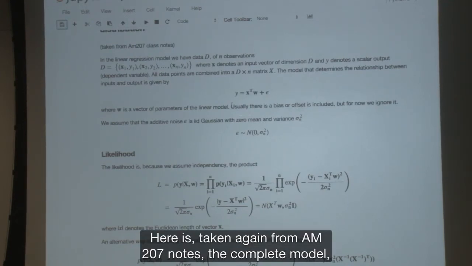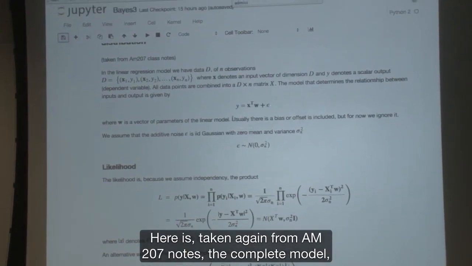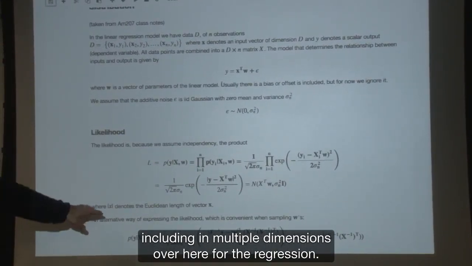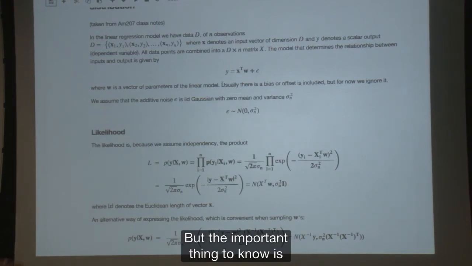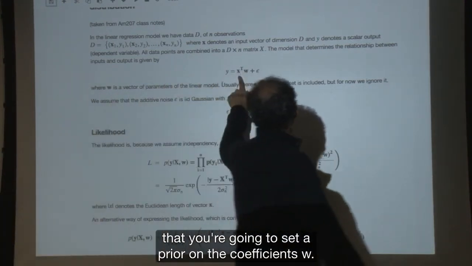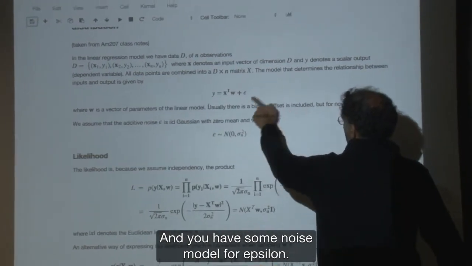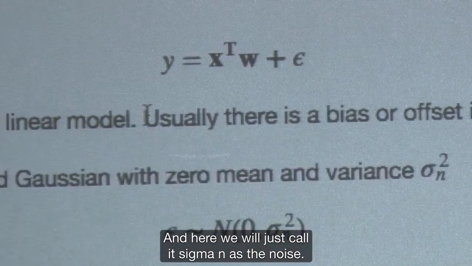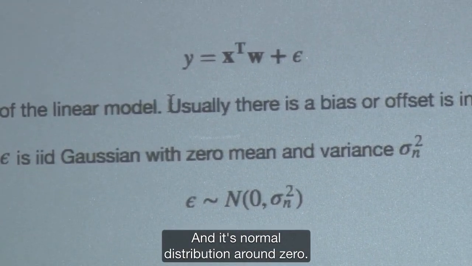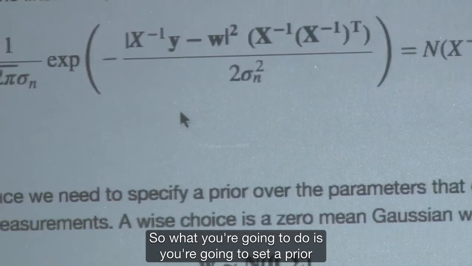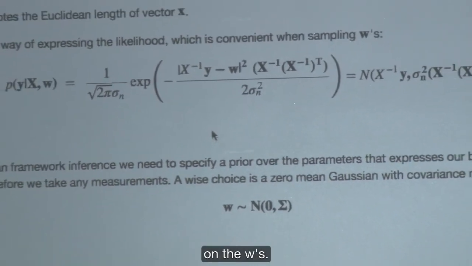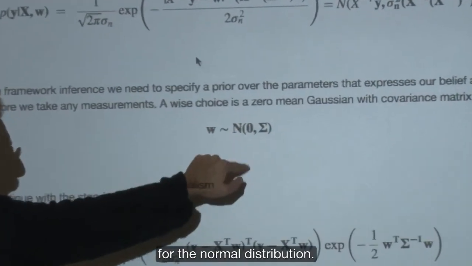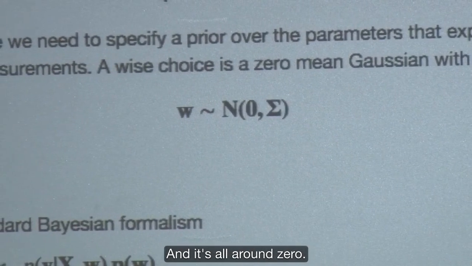Here is, taken again from the AM207 notes, the complete model, including multiple dimensions over here for the regression. I won't go over this model in any great amount of detail, but the important thing to know is that you're going to set up a prior on the coefficients W, and you have some noise model for epsilon. In here, we've just called it sigma n as the noise, and it's a normal distribution around 0.